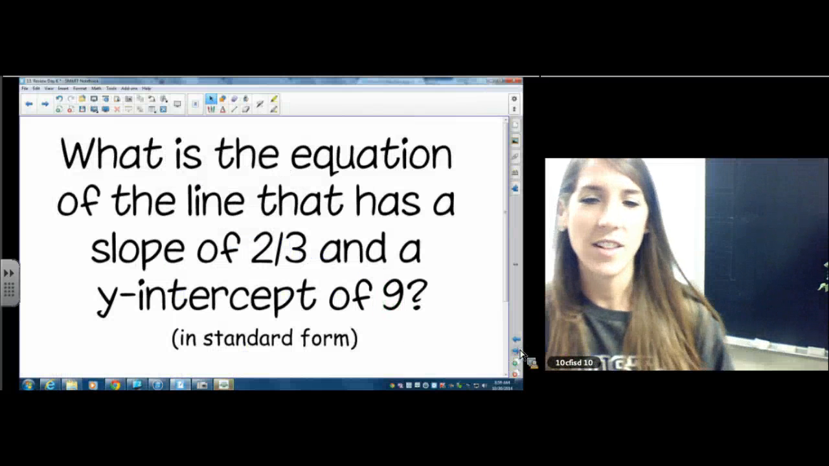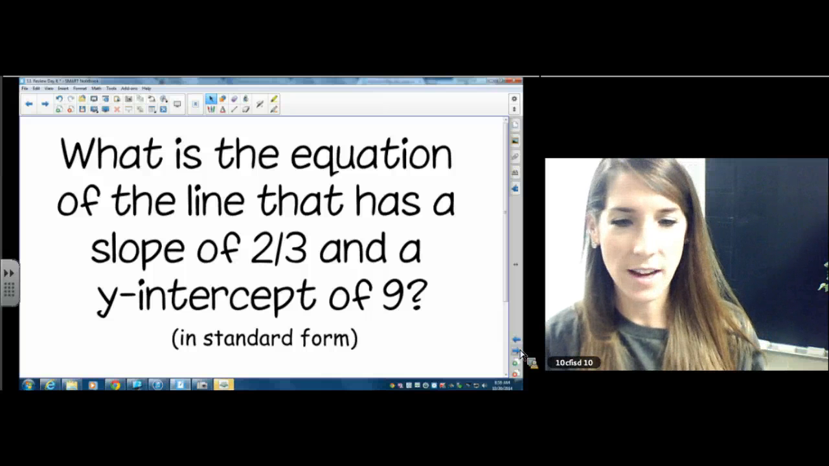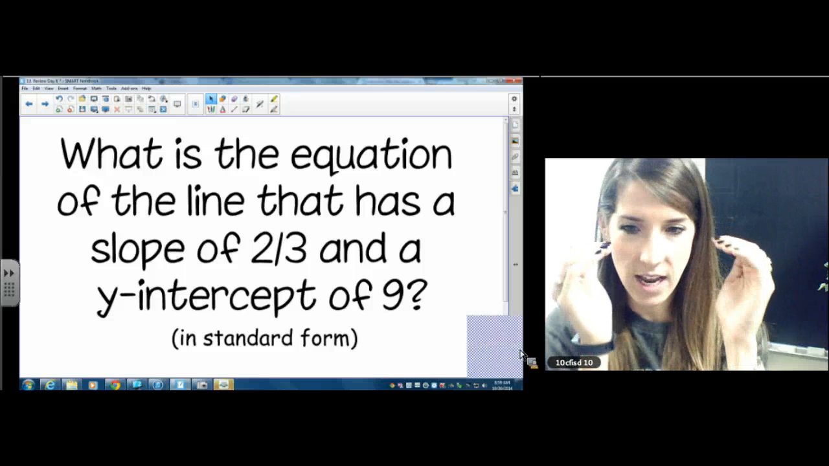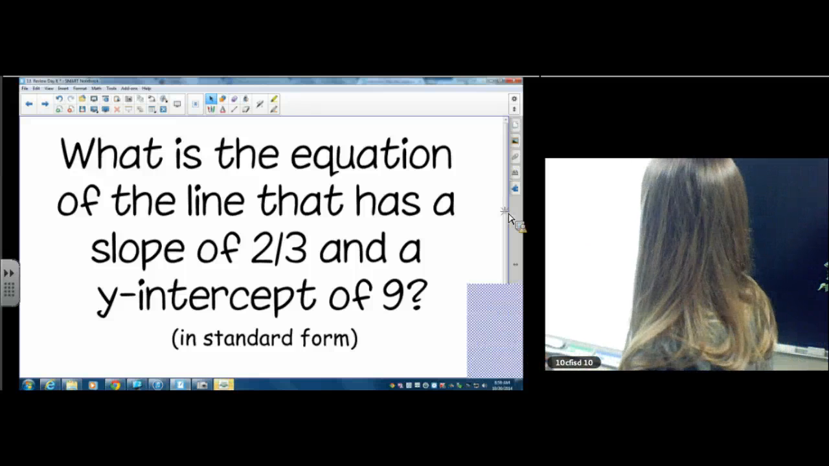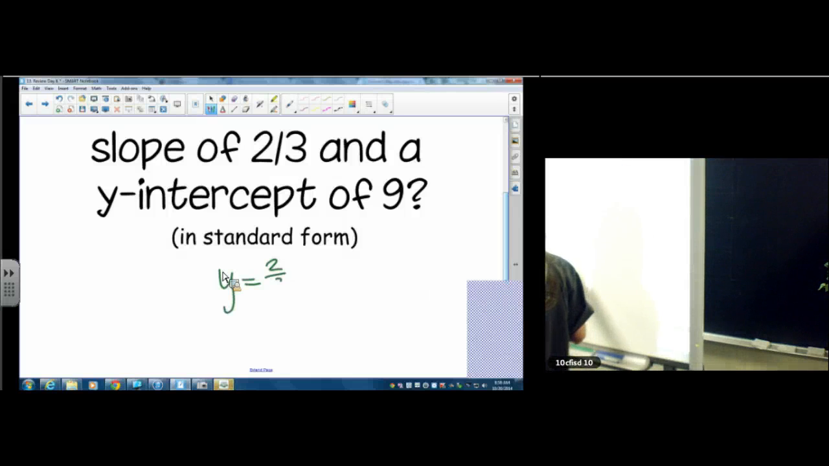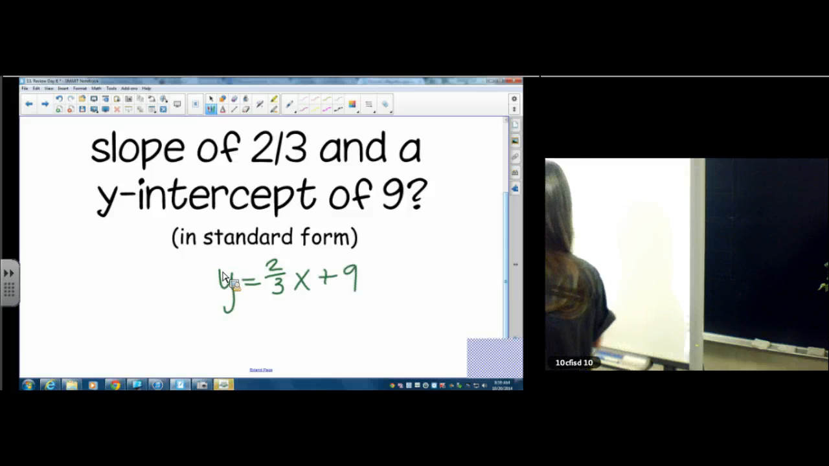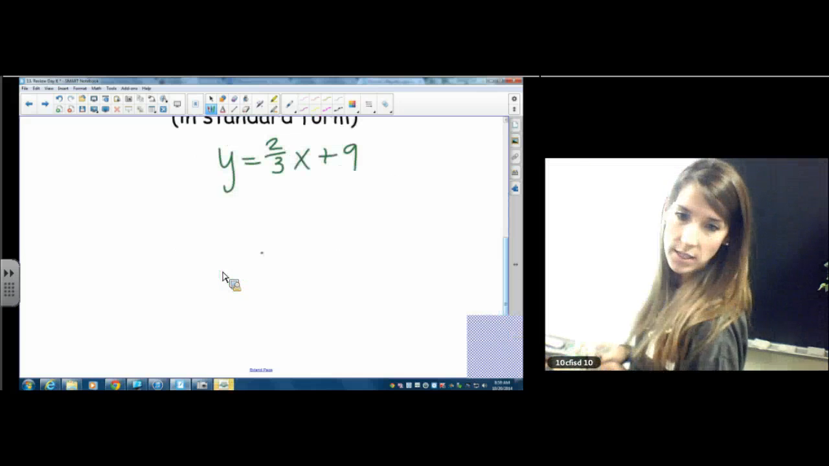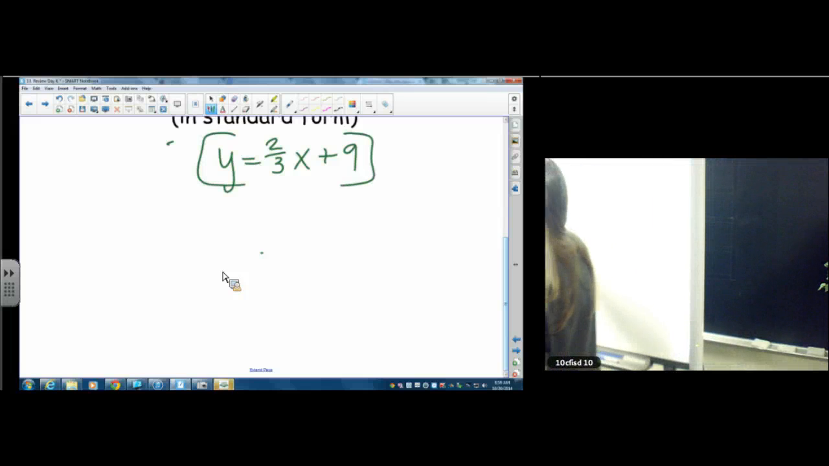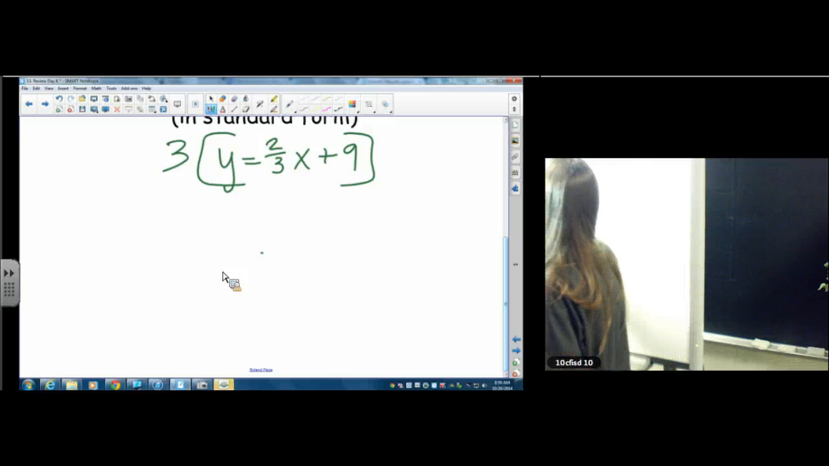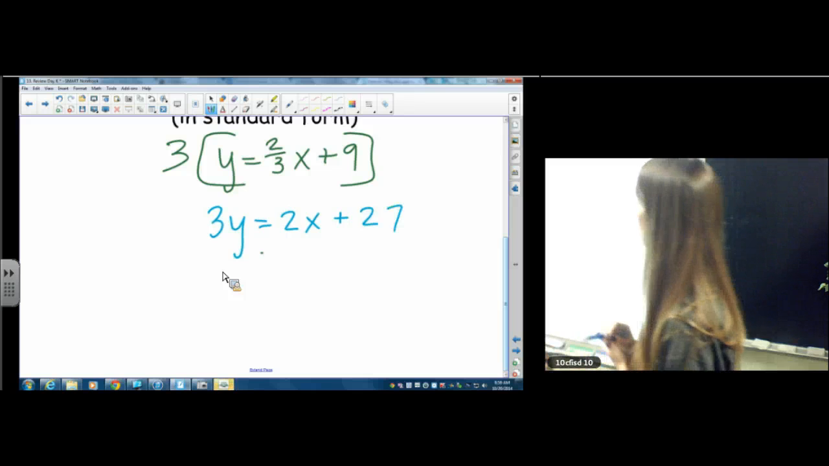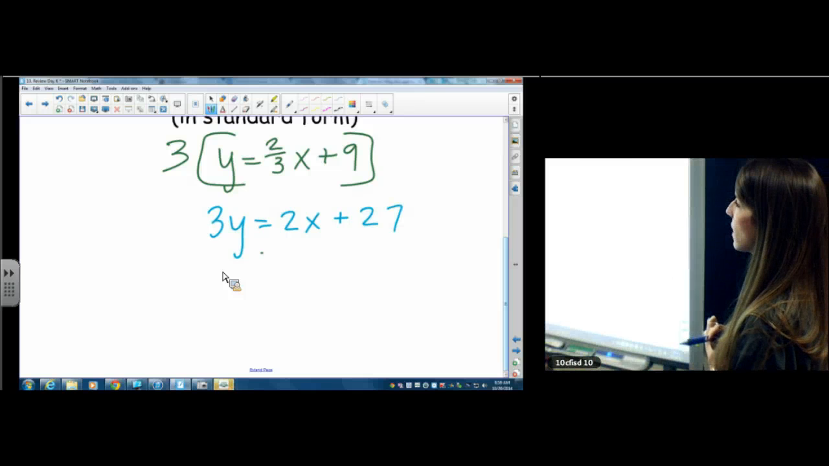What is the equation of the line that has a slope of 2/3 and a y-intercept of 9? This is not a tough problem, except for what's in parentheses down there, in standard form. Okay, so we're going to start with slope-intercept because we were given a slope and we were given an intercept. The next thing I would do is get rid of the fraction, right? So 3y equals 2x plus 27, right? If you multiply everything by 3, I think I got that.